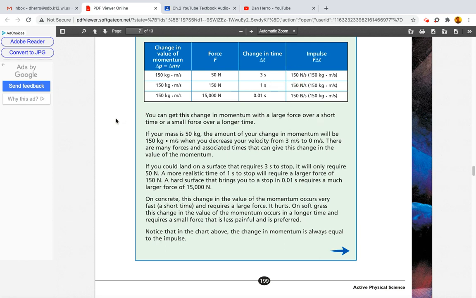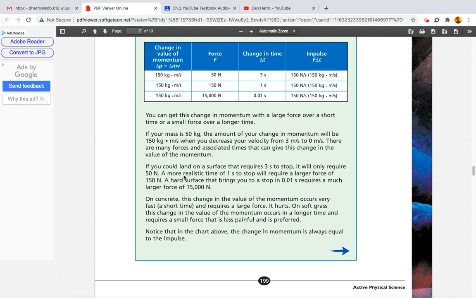You can get this change in momentum with a large force over a short time or a small force over a longer time. If your mass is 50 kilograms, the amount of your change in momentum will be 150 kilograms times meters per second when you decrease your velocity from 3 meters per second to 0 meters per second. There are many forces and associated times that can give this change in the value of momentum. If you could land on a surface that requires 3 seconds to stop, it will only require 50 newtons.